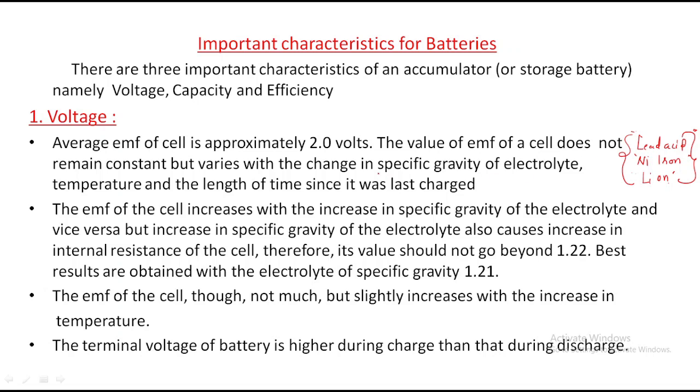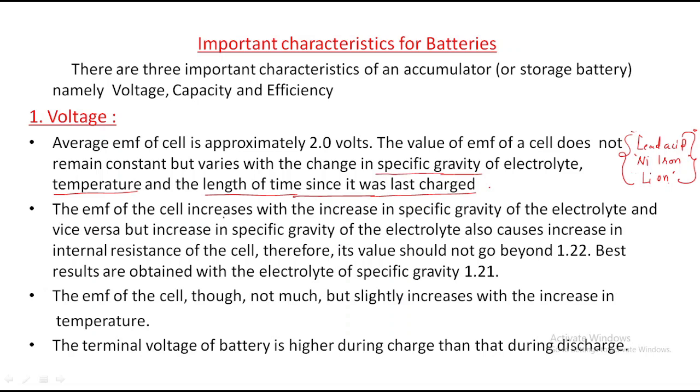So the EMF depends on the specific gravity of the electrolyte, the temperature, and the length of time since it was last charged. So the last charging time is also important. These are the things that decide the voltage of any EMF cell: the specific gravity of the electrolyte, the temperature, and the length of time since it was last charged.